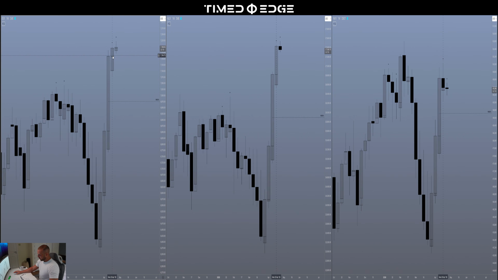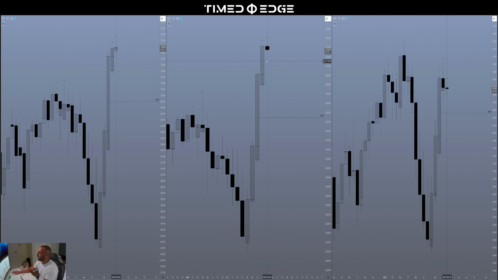Okay, so previous week is bullish on 2 of the assets and a range. So we've got a bullish weekly profile. Buy below the open.